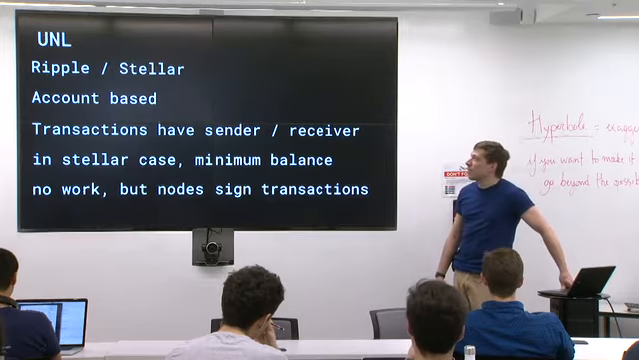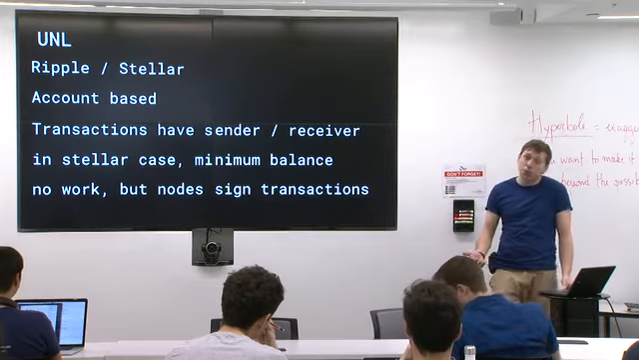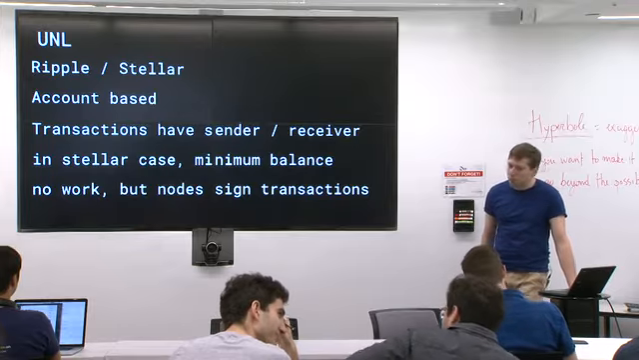And Stellar was more or less a copy of the Ripple code, which was open source, so it was totally fine to do this. And then it sort of diverged, and they added their own different parts of the consensus algorithm than Ripple did. So it's account-based, somewhat like Ethereum. Transactions have senders, receivers. What's interesting is in the Stellar case, and possibly Ripple, there's a minimum balance.